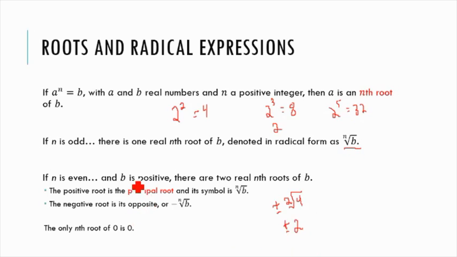If n is odd, we already went through that. What I meant to say is that the negative root is its opposite, and if b is negative, that means there are no real roots. So for example, if b equals negative 4 and you're asked to find the real roots, there are no real roots, because no two numbers multiplied together will give us a negative number. And 0 is the only nth root of 0.